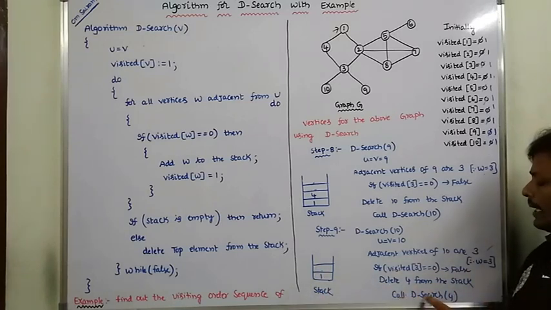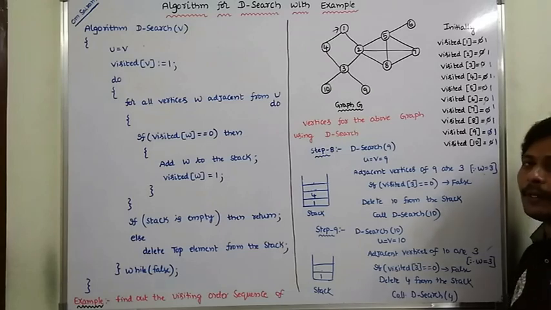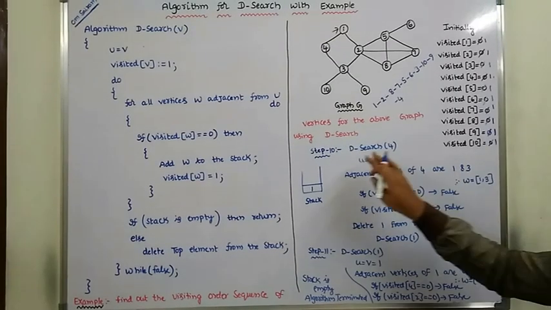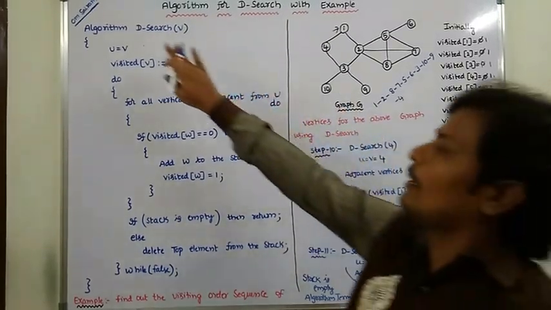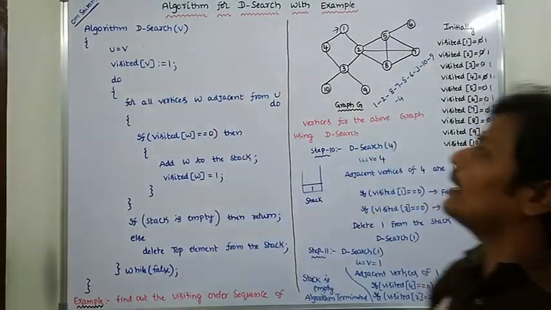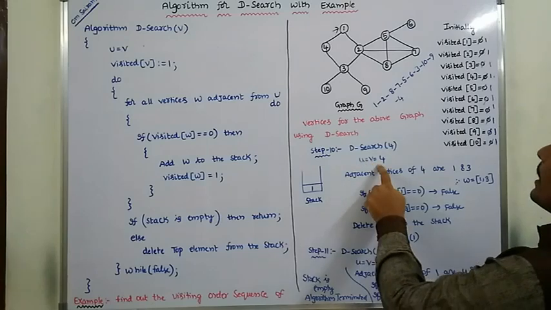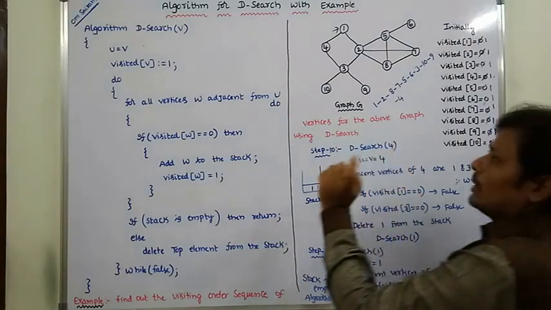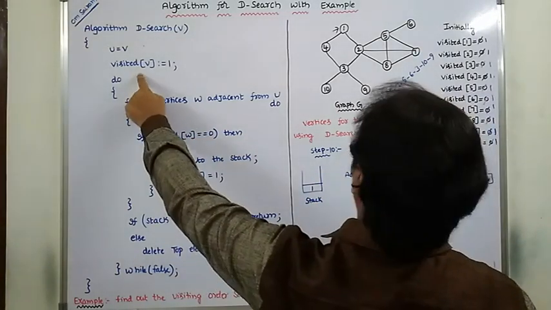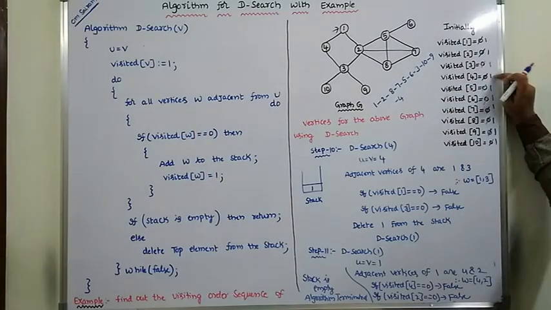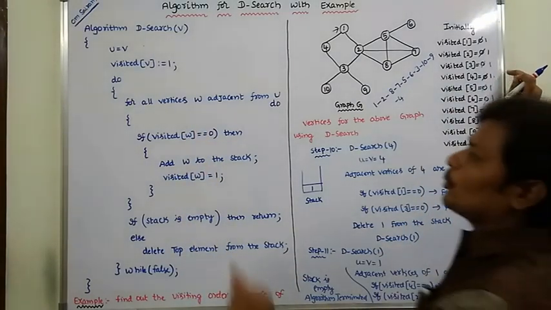So now call DFS of 4 because the deleted element is 4. Algorithm DFS of 4: V is equal to 4, so U is equal to V is equal to 4. Next, visited of 4 is equal to 1. Yes, already visited of 4 is equal to 1.